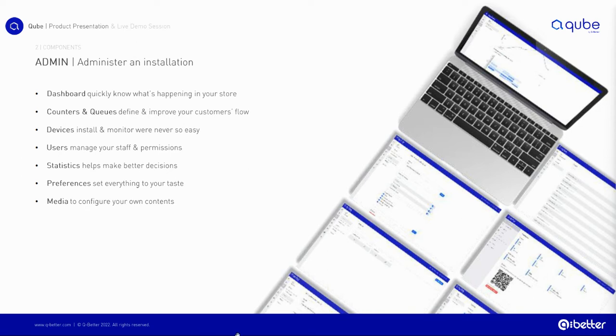On Qube, you have the admin part where you can see all the information in real time, insert all queues and counters, devices, invite all the users for that location, have information about statistics, and define your preferences. In case you want to have a player or a monitor running contents, you can design your own layouts and your own playlists.